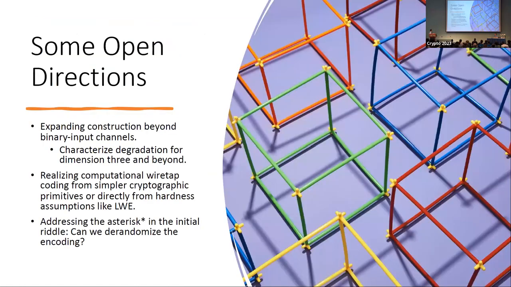So some open directions. We would like to expand our construction beyond binary input channels. There's really two ways to go about this. One is to have a direct construction, or the other way is to try to make our proof go through. And that would require characterizing degradation for dimension 3 and beyond. Some other open questions: can we realize computational wiretap coding from standard hardness assumptions or from simpler cryptographic primitives, not obfuscation? And then addressing the asterisk in the initial teaser or riddle, can we de-randomize the encoding? Because we say we have a solution for this coding theoretic question, but the encoder is probabilistic. So that's it. Thank you.